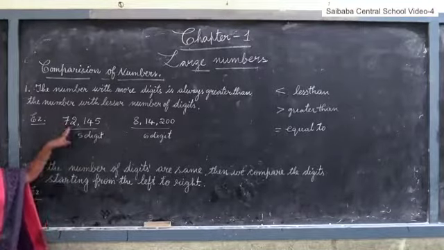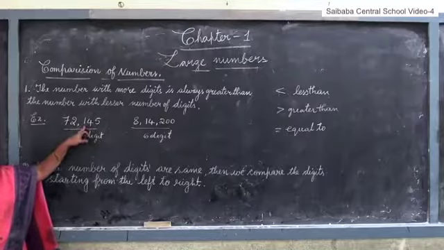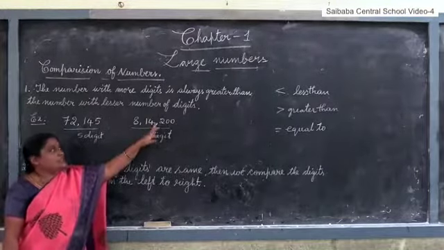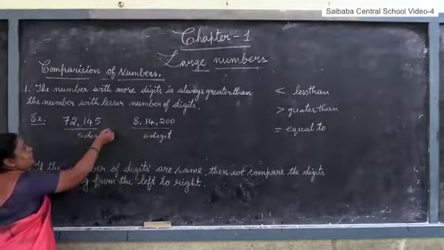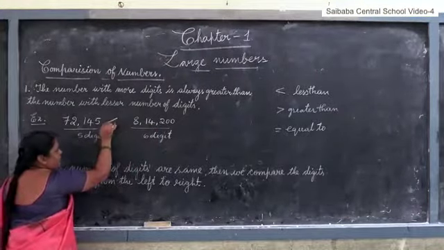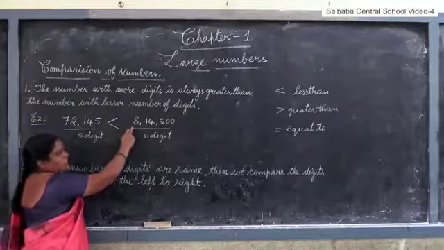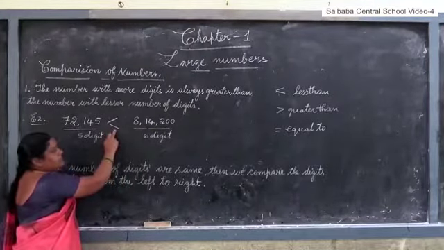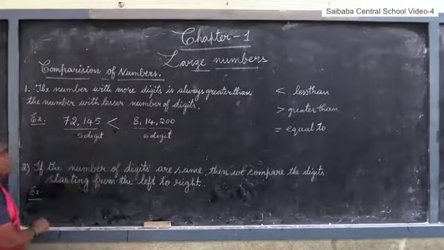So 72,145 is smaller than 8,14,200. So 72,145 is less than 8,14,200. This is the symbol. The symbol is called less than. One more example.